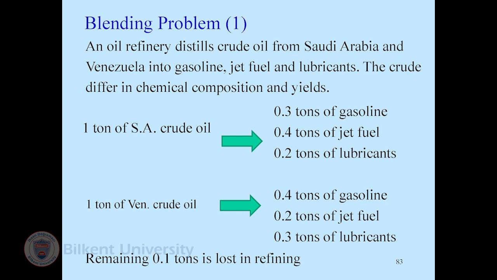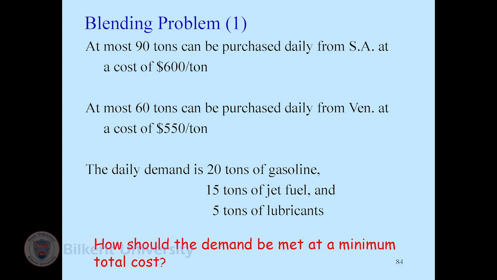I have 2 types of oil. I'm putting them in, both of them go into the refinery, and both of them give me different proportions of jet fuel, gasoline, or lubricant. Okay? Do you think we are ready? No, yeah? You don't know anything yet. We just know that there are 2 types of oil that I can use. Okay, what else? Coming in. Saudi Arabia oil costs $600 for each ton, and Venezuela oil costs $550 per ton. A little cheaper.